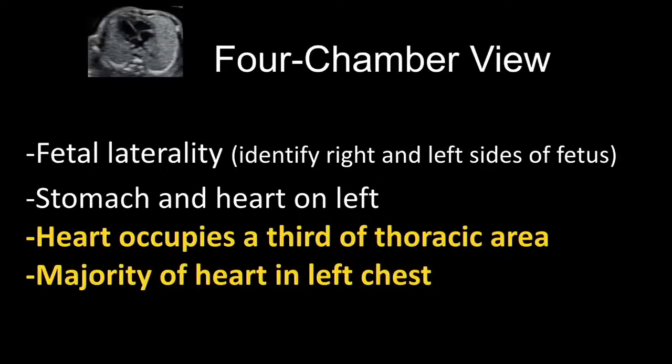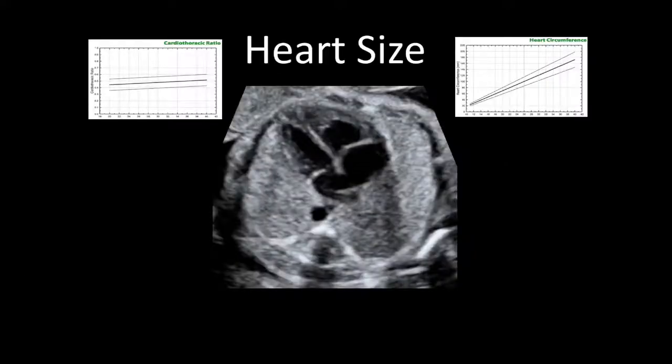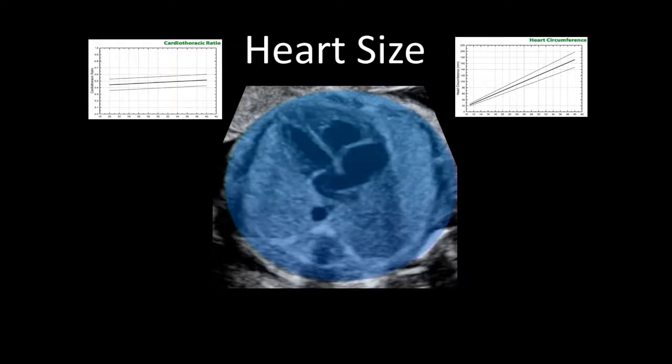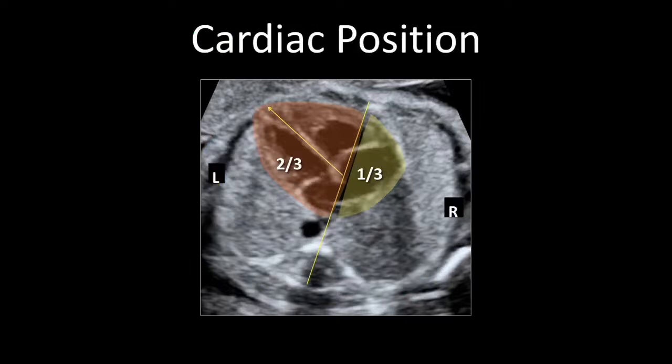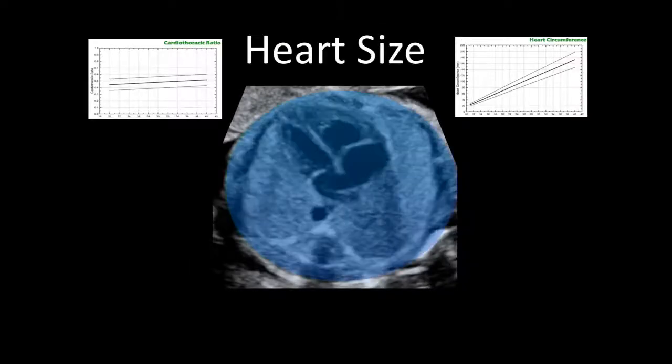So as you start the four-chamber view, you look at the laterality of the fetus, determine where the stomach and the heart are. Then the next step is to make sure that the heart occupies about a third of the chest, and the majority of the heart is in the left chest. So subjectively, you assess what the size of the chest is and the size of the heart. That should be about a third here. So you should be able to fit two other hearts easily in the chest. If not, you think about cardiomegaly, and we'll talk about the implications of cardiomegaly throughout these 2.5 days.